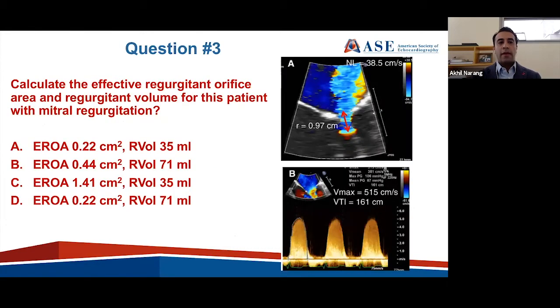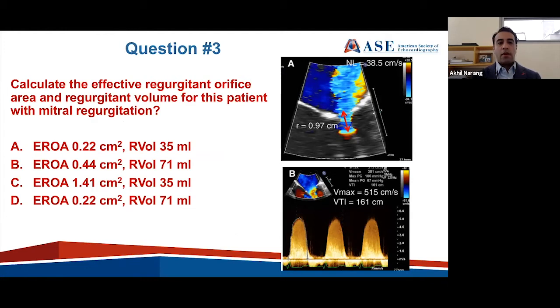Question number 3. Calculate the effective regurgitant orifice area and regurgitant volume for this patient with mitral regurgitation. And here we're shown 2 signals, one a color image zoomed in of the mitral valve with the PISA radius, and then a continuous wave Doppler signal of the mitral regurgitation.